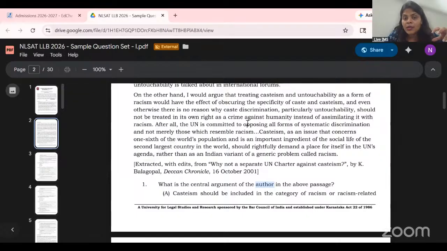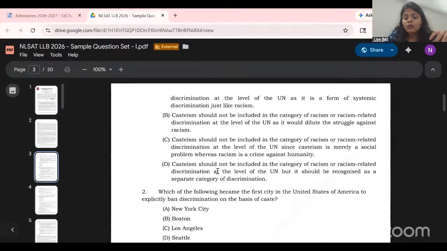It should not be treated in its own right as a crime against humanity, instead of assimilating it with racism. And the whole idea is, how do we eliminate B and between B and D? B is talking about just the dilution part of it, so the main focus again shifted to racism. But the passage is entirely talking about casteism.